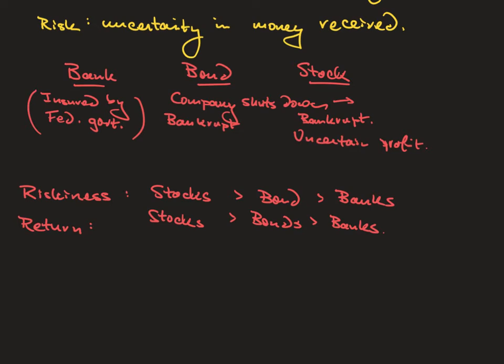That must be true in a market equilibrium. Suppose that stocks are riskier than bonds, but a company was promising that the people who purchase bonds would get the same return on average as the people who purchase stocks. No one would then want to purchase the riskier stocks. So in order to convince lenders to purchase stocks, the companies must be offering a higher expected return.